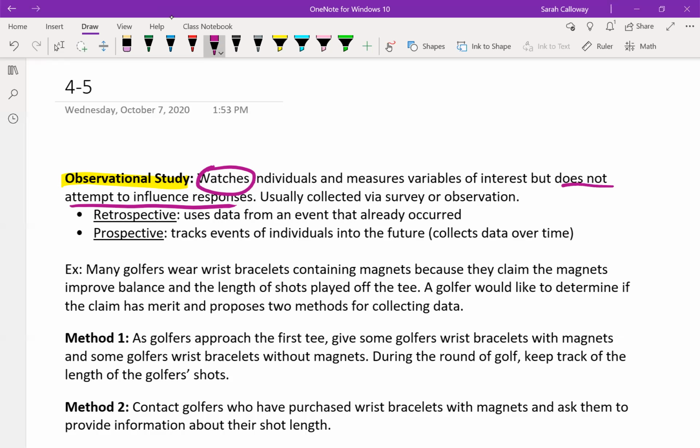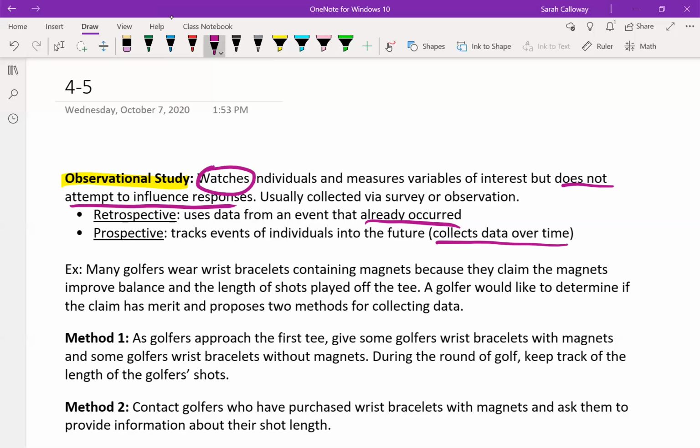An observational study can happen retrospectively, meaning that I use data from an event that already occurred, or it can happen prospectively, which is where I track the events of individuals into the future. So it's collecting data over time. So data from something that already happened, or data from things that are happening currently. So those are both observational studies, just different types.